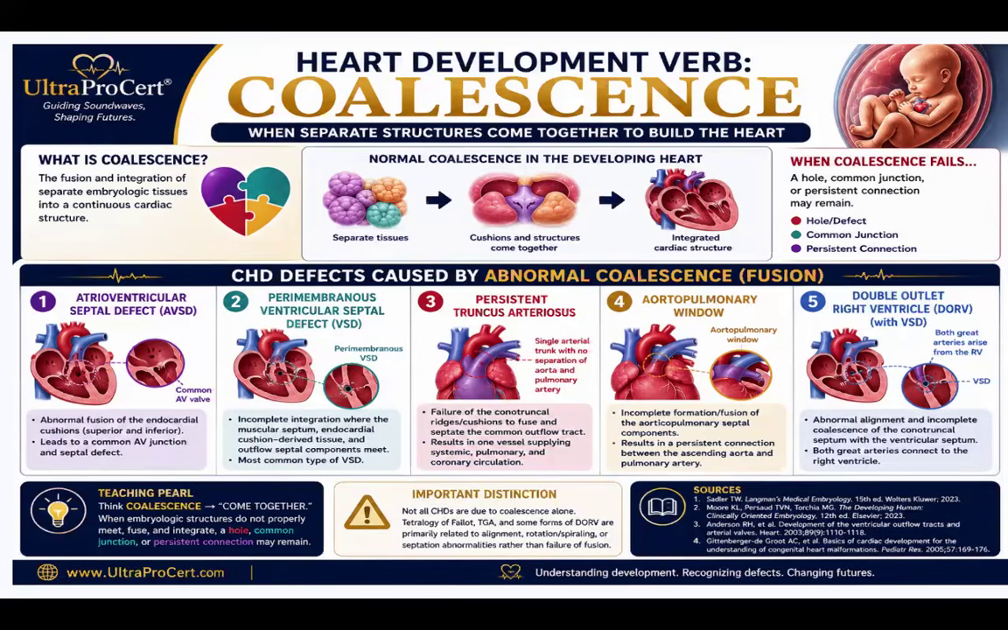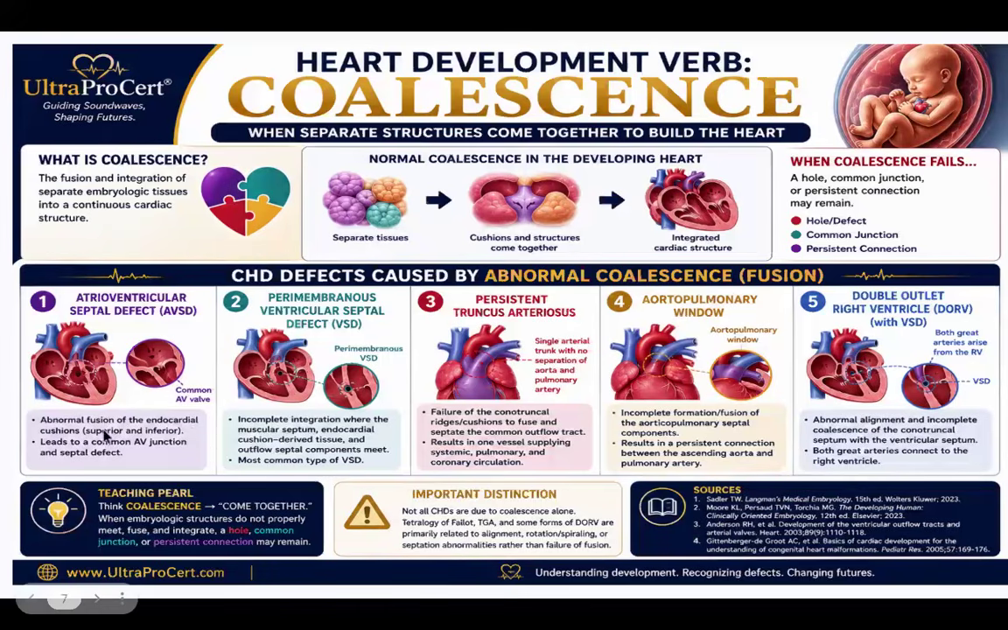Now, as those vascular spaces are joining, if an error happens, this is the result. It appears to be either a hole in the heart, where we're missing some space so it causes a hole or separation, a common junction, or a persistent connection. From there, I wanted to list the defects that are associated with this abnormal fusion, and you're going to recognize a few.